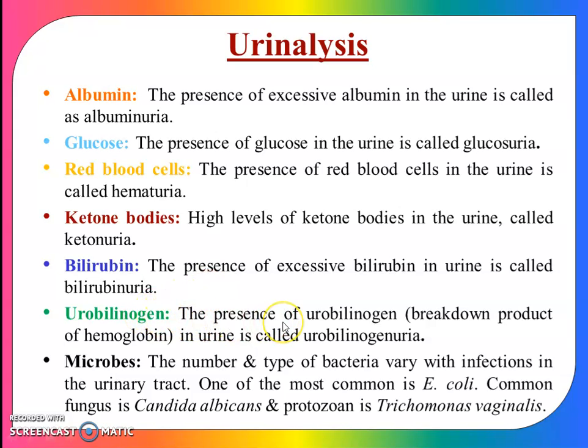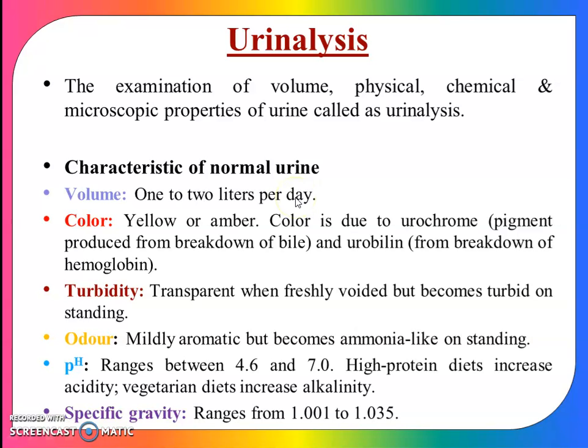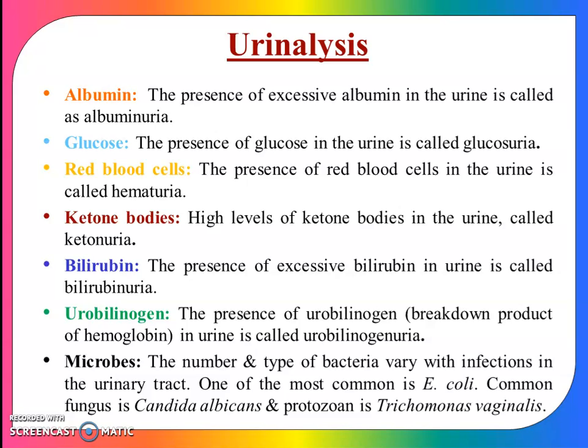The presence of urobilinogen in the urine is called urobilinogenuria. This urobilinogen is the breakdown product of hemoglobin. Inside the urinary tract, a number of bacteria reside that cause urinary tract infection. The most common bacterium is E. coli, the most common fungus is Candida albicans, and the protozoan is Trichomonas vaginalis. So in the urine analysis, the volume, physical, chemical, and microscopic properties of urine are checked.